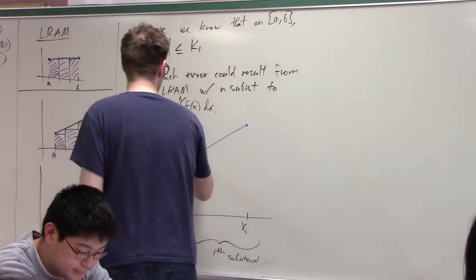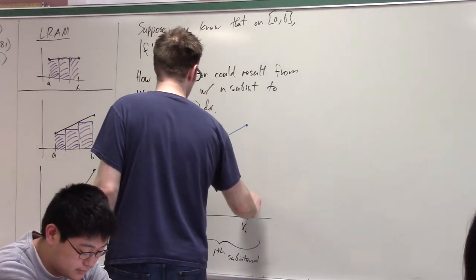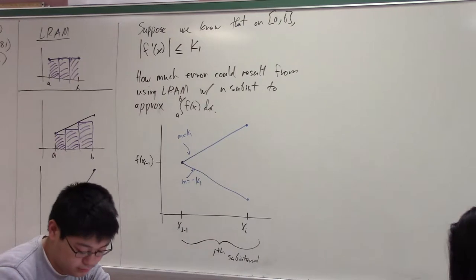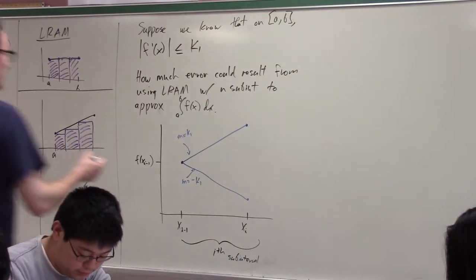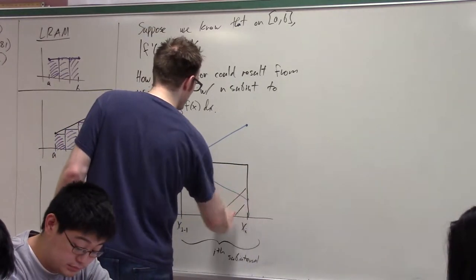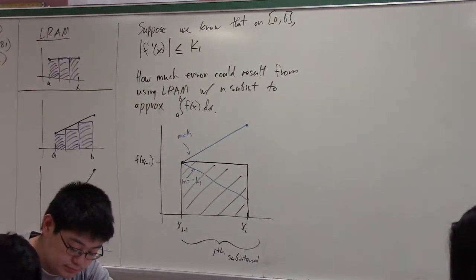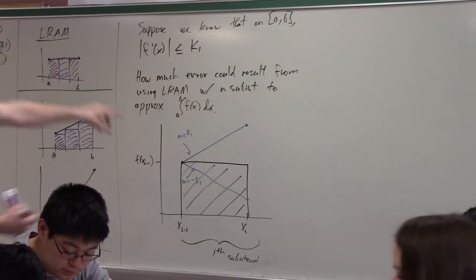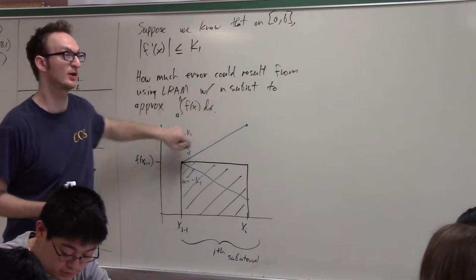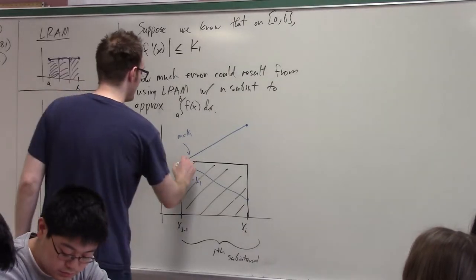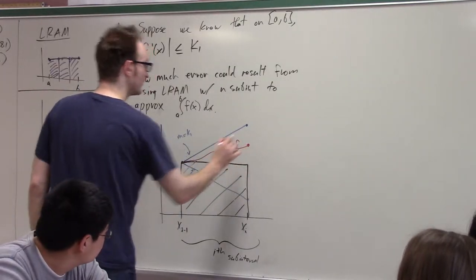It's also true that it could be negative, right? So it's also possible that my function could go at slope negative K1. Okay, and what do I do? When I use LRAM, what I am basically doing is using this black rectangle to estimate the area under the curve on this subinterval. From this intuitive conversation, it seems as if this function represents the fastest that this function could possibly grow, and this function represents the slowest that the function could possibly grow. Where is the original function? Well, the original function is just somewhere in between, right?